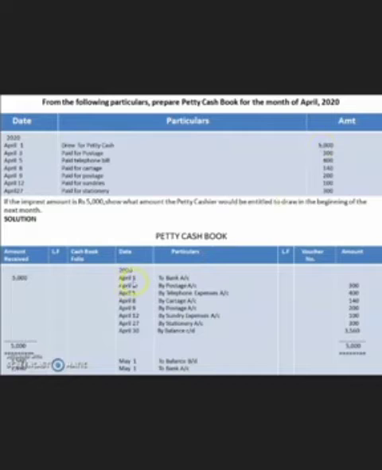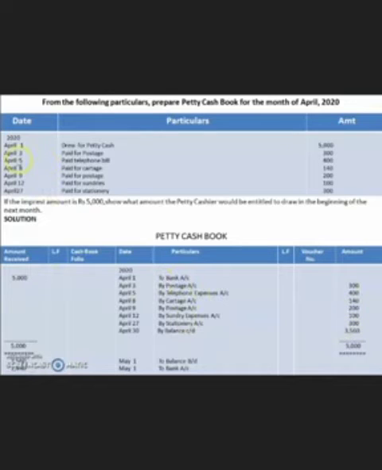So that you have to record as, in the date you can write April 1, to bank account. So from the firm or from the business, an amount of rupees 5,000 is given to the petty cashier. So you have to write to bank account, and in the amount received column you can write 5,000. So this 5,000 will be used to pay off these expenses. Using this 5,000, these expenses are paid off.